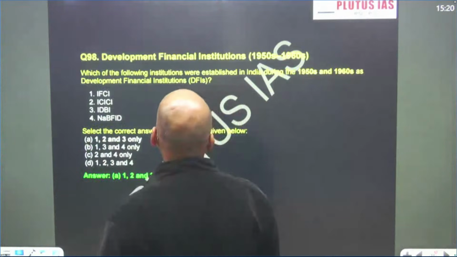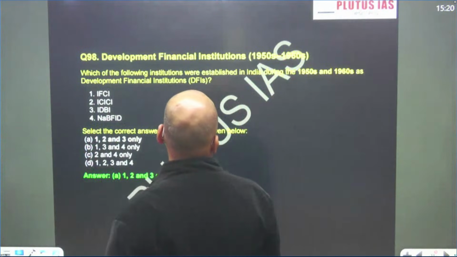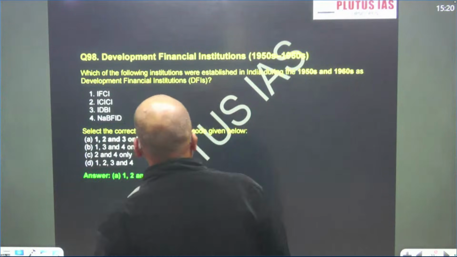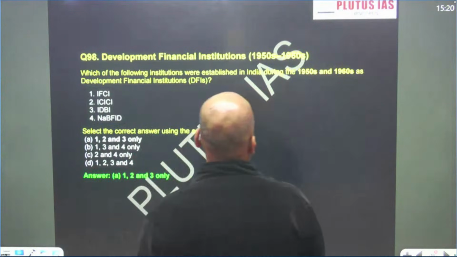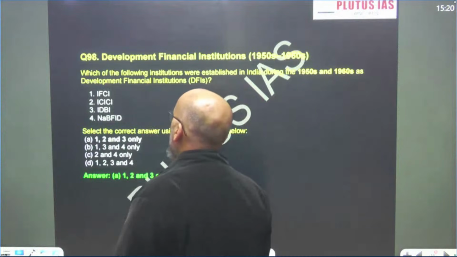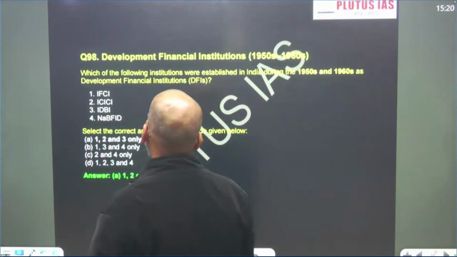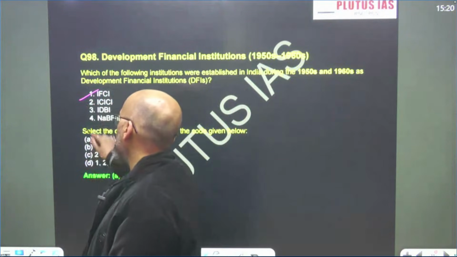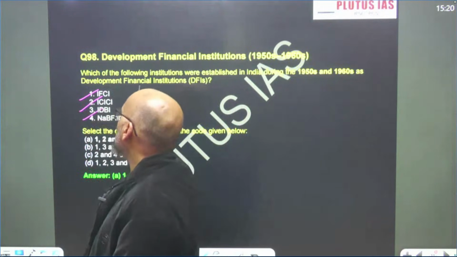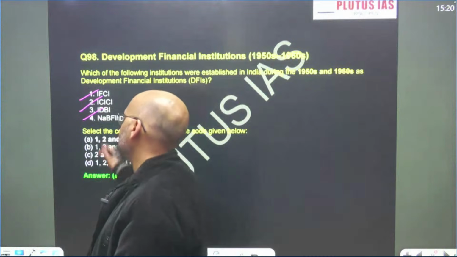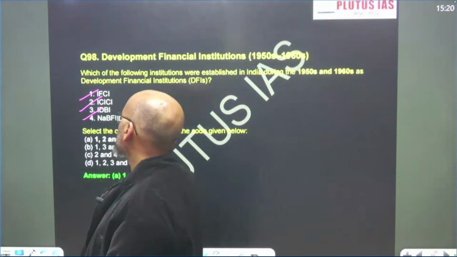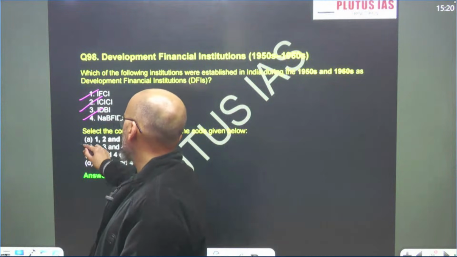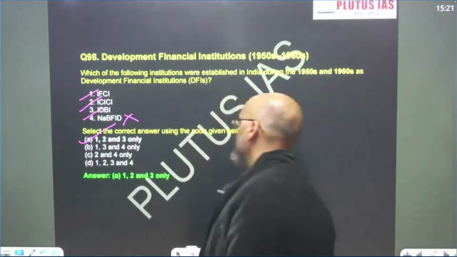98, developmental financial institutions from 1950s to 60s. Which of the following institutions were established in India during 1950s and 60s as development financial institutions, DFIs? So IFCI, yes, it was established. ICICI established. IDBI was also established. NABFID was not. So 1, 2 and 3 is correct. That is option A, 1, 2 and 3.